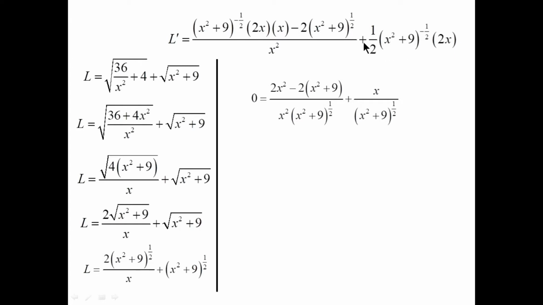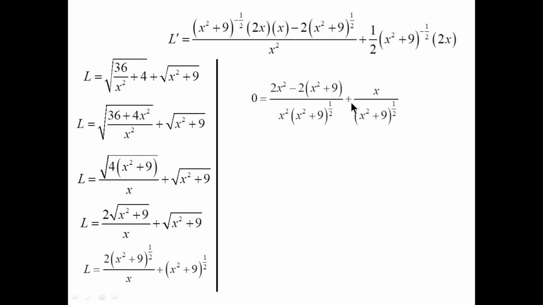And over on this term, it's a different term separated by a plus sign. 2 times 1/2 vaporizes. X remains in the numerator. That's why it's in the numerator here. And this factor, x squared plus 9 to the negative 1/2, turns up in the denominator. Now, I've also set it equal to 0. And our task is to solve this equation for x. Here we are, solving equations. Grade 12 math. Yes, master this, and you can take on any university course.